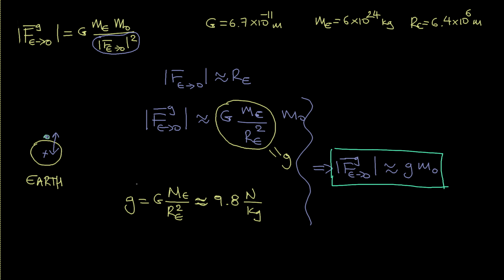Now, I defined this constant g for the Earth, but you can do the same thing for any other planet. So long as you include the mass of that planet and the radius of that planet, you can calculate using this expression the constant g for that particular planet.